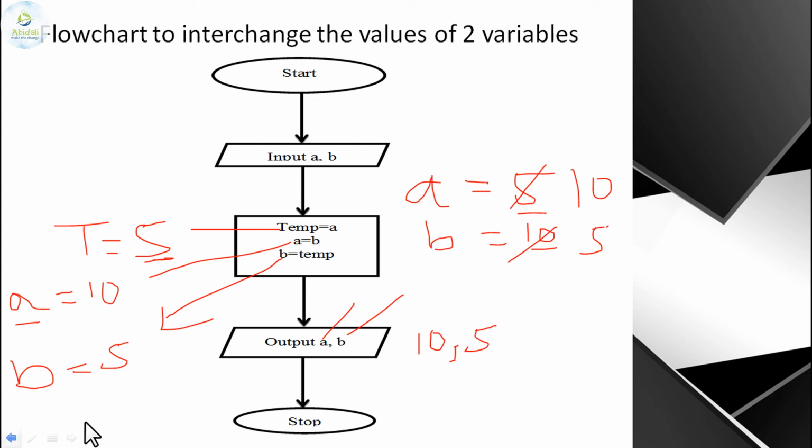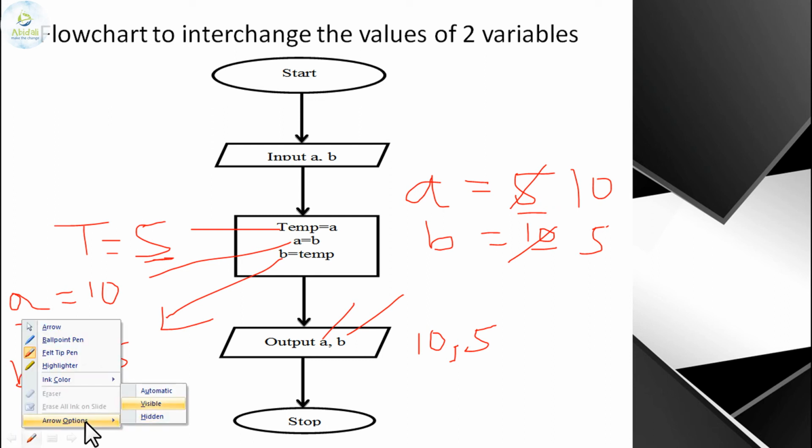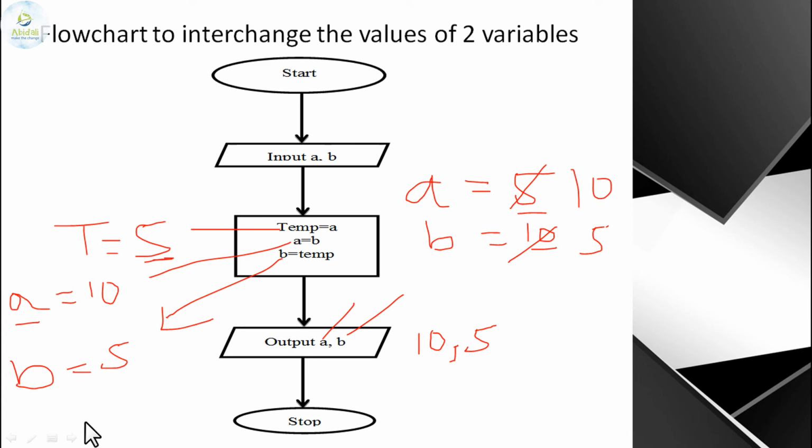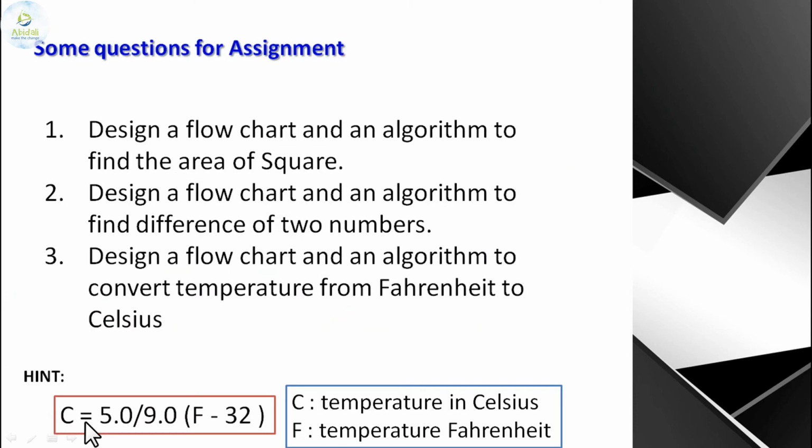So this is how we will be working with the algorithms. Okay, variable concept, we will be seeing how they are going to be implemented. Some of the questions that you need to solve at home as an assignment. The very first question is, you need to design a flowchart and an algorithm to find the area of a square. Find the formula for the area of a square, okay, and do it.